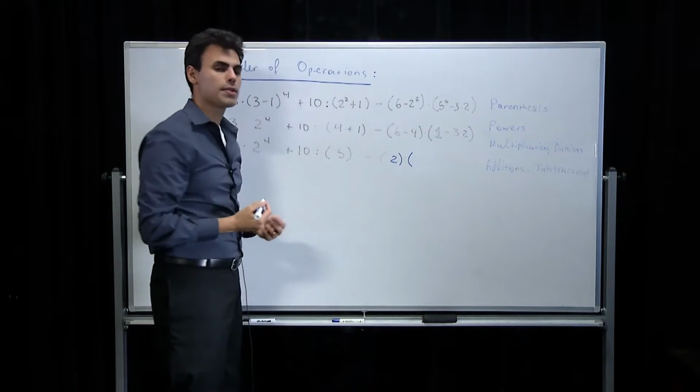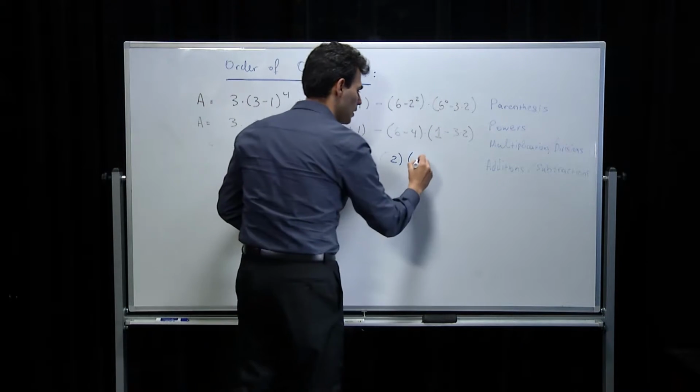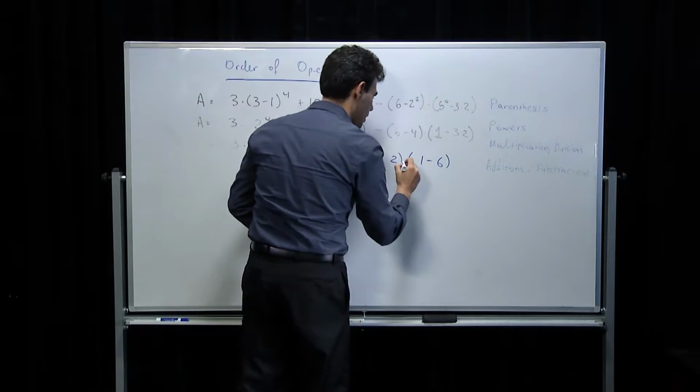And then it's 1 minus 3 times 2. You don't do the difference first. You do the 3 times 2. That's going to give you a 6. So it's 1 minus 6. And I'll wait and do that later.